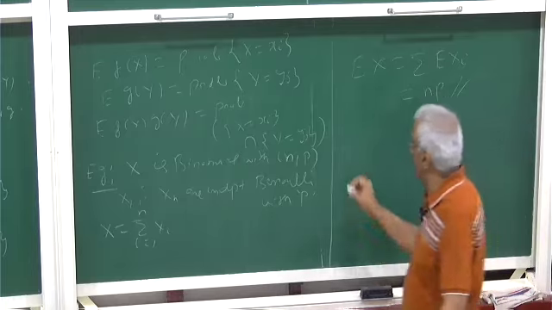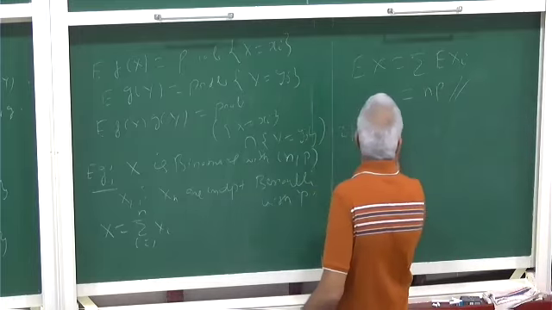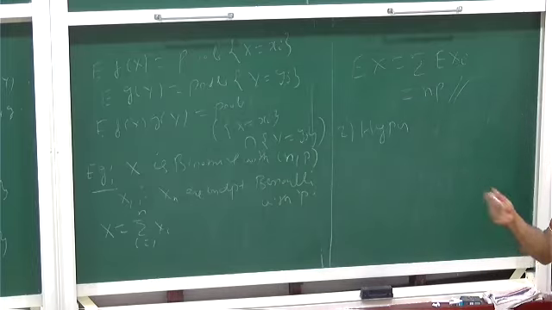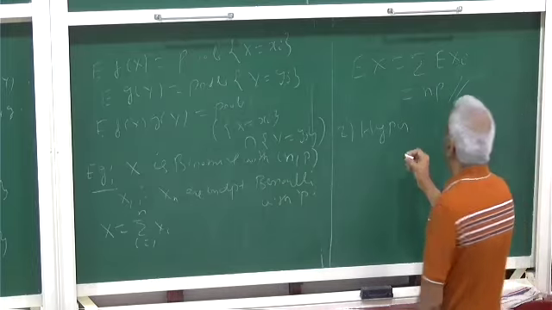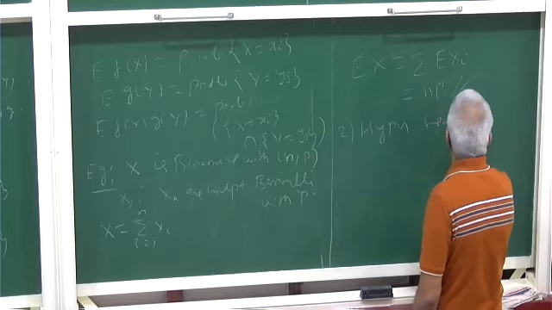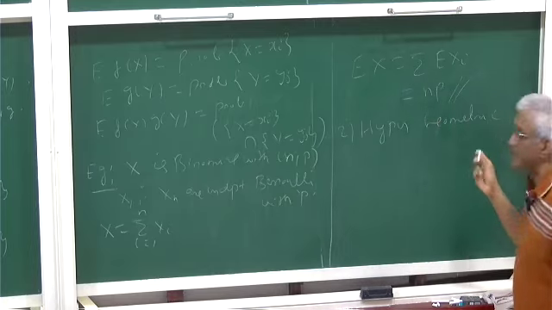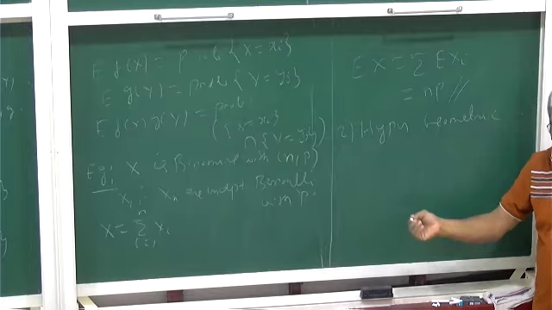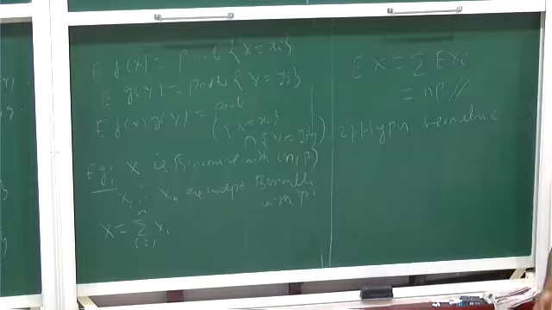Let's see another example. We have already computed the expectation for the geometric distribution and other things. So let's do it for the hypergeometric. The nice thing is we need not even know the density function of the hypergeometric to compute the expectation. It follows more easily.